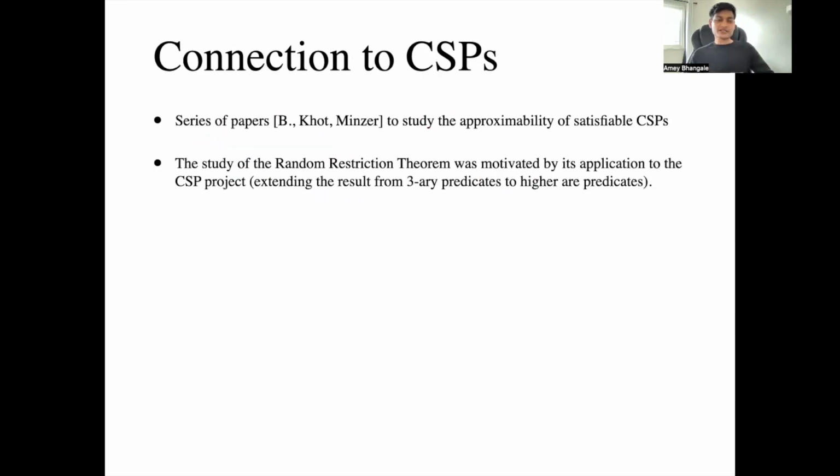Since the title says approximability of satisfiable CSPs, what is the connection of this project with approximability? We have a series of papers where we study approximability of satisfiable CSPs, and the study of this theorem is motivated by its application to this CSP project. Currently, we can handle three-variable predicates, and if we want to generalize our results to higher predicates, then we need a certain type of random restriction theorem.